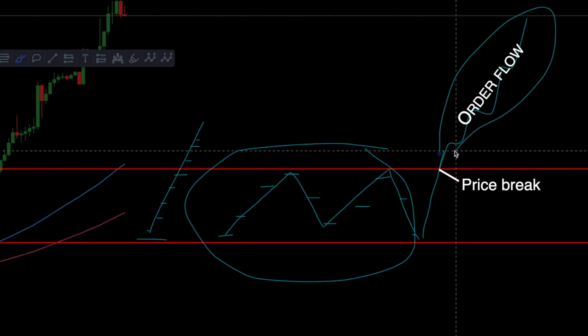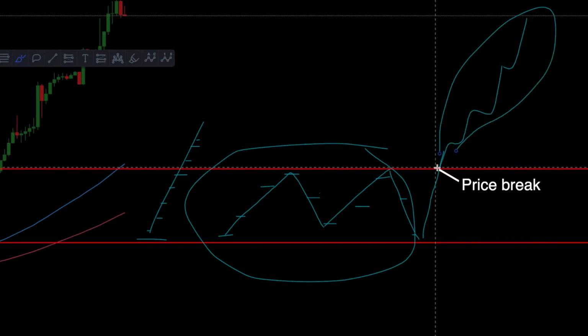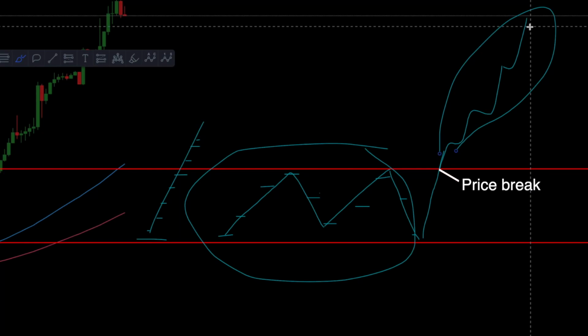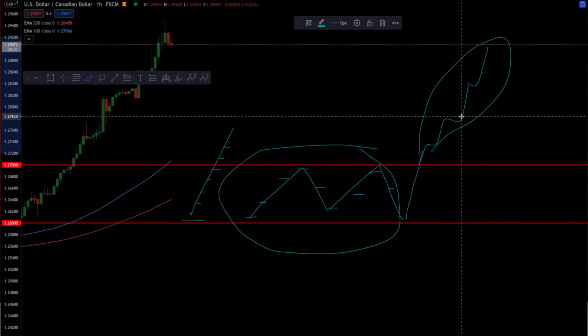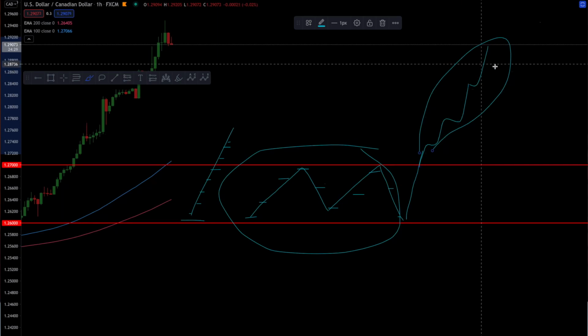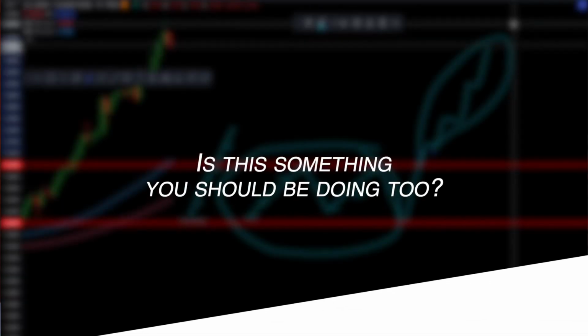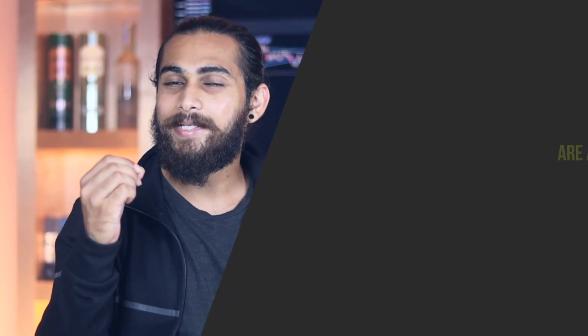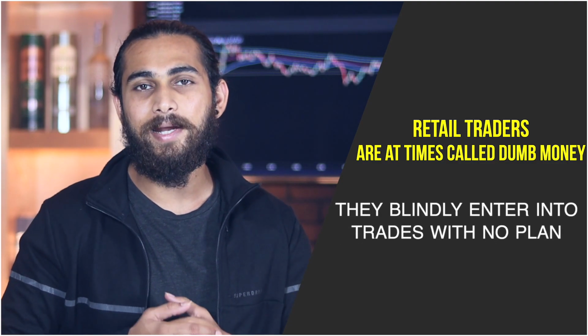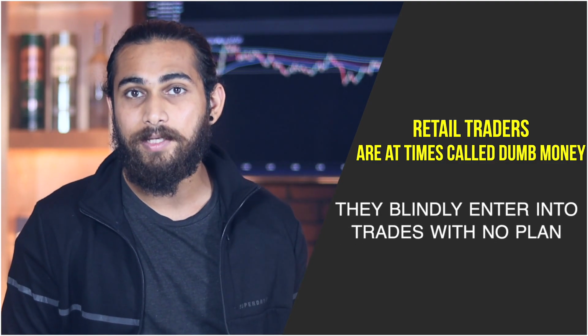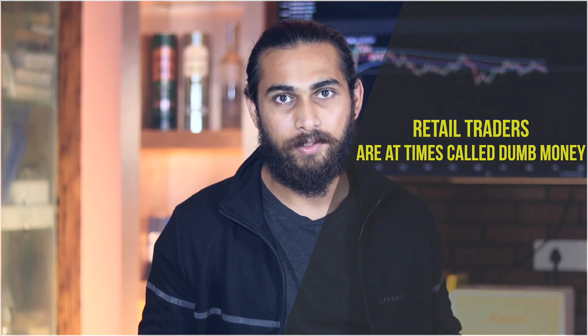Now let's say the price breaks out of the range and has already started moving in a direction. Retail traders straight away jump into the trades without any plan, and they hope to ride along with big money. So is this something you should do too? This is exactly the reason why retail traders are at times called dumb money, as they blindly enter into trades just out of fear of missing out and with no plan whatsoever. So should you also be doing the same thing? Not at all. This is just herd following, and you should avoid it if you want to protect your capital from losses.